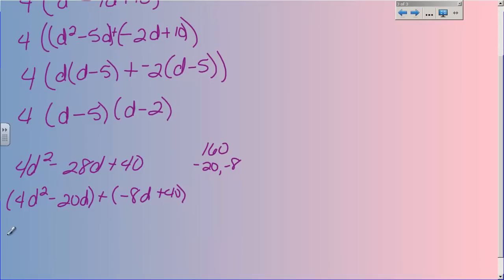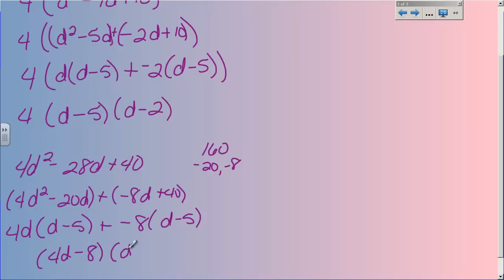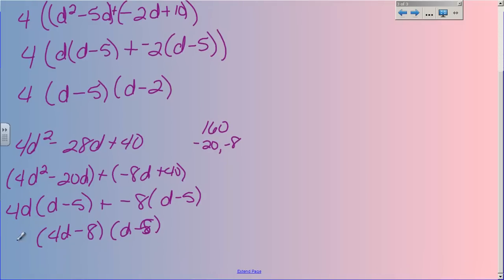So right here you pull out a 4d, leaving you with d minus 5. And here you pull out a negative 8, which leaves you with d minus 5. And so your two factors are 4d minus 8 and d minus 5, which does not look like what I wrote up here, but that's because you see this first factor, 4d minus 8? Well, 4d minus 8 has a greatest common factor of what? It's got a greatest common factor of 4, so you have to pull a 4 out of this, which leaves you with d minus 2 times d minus 5.